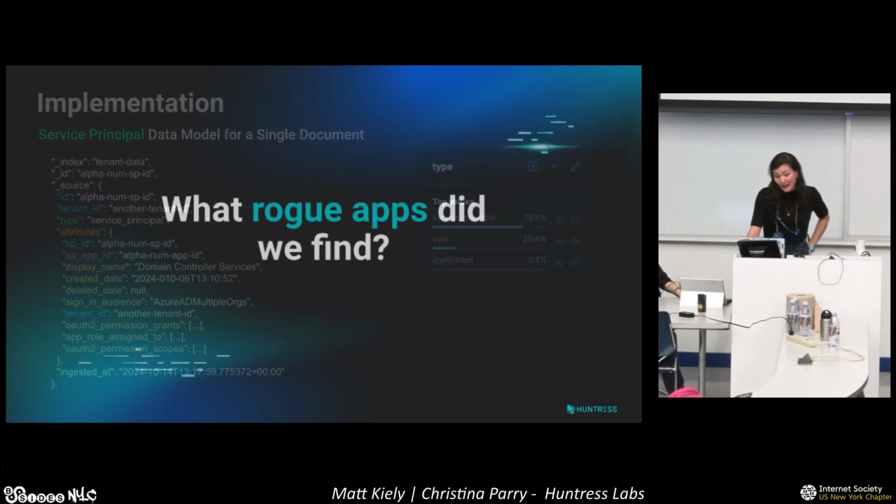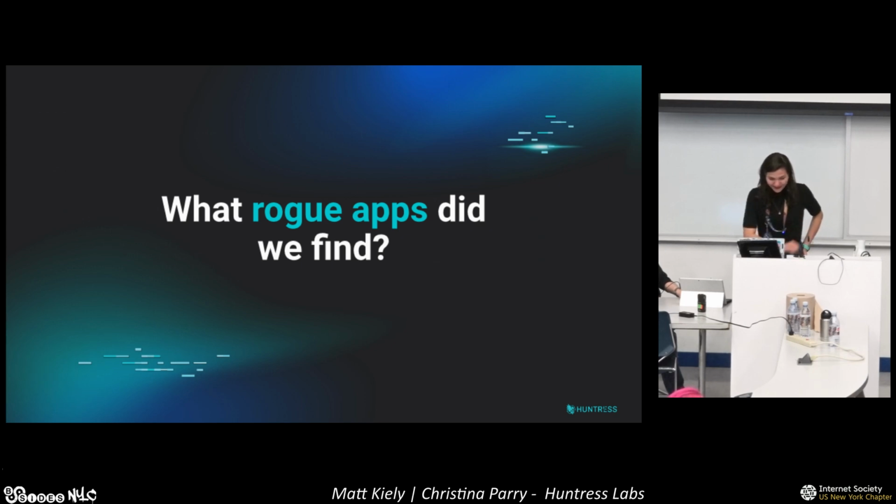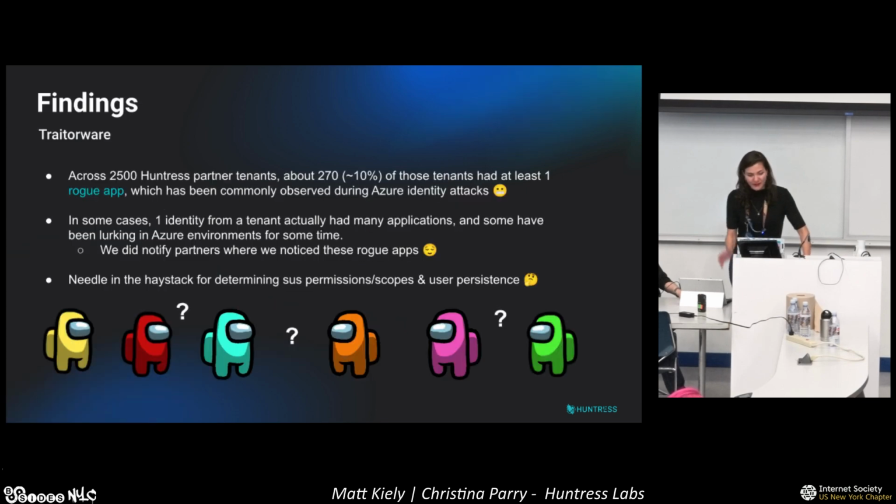So what rogue acts did we find? A couple of things. For Traitorware, across the proof of concept, we enumerated 2,500 tenants for the sample data set that we used. And we found tenants with apps that have the potential to be exploited from Azure identity attacks, which is really concerning.